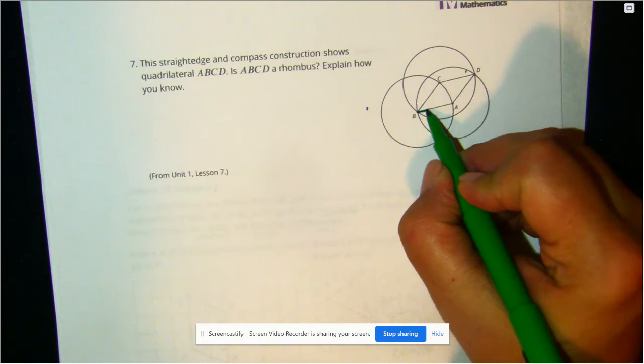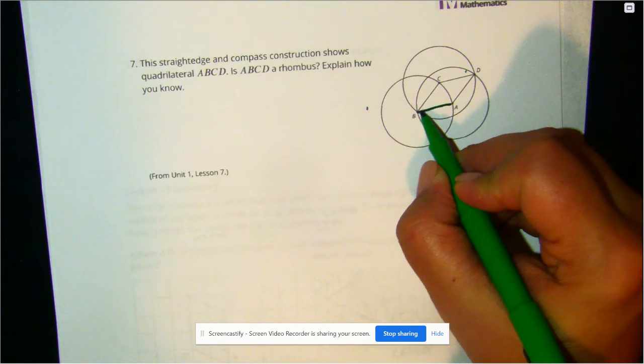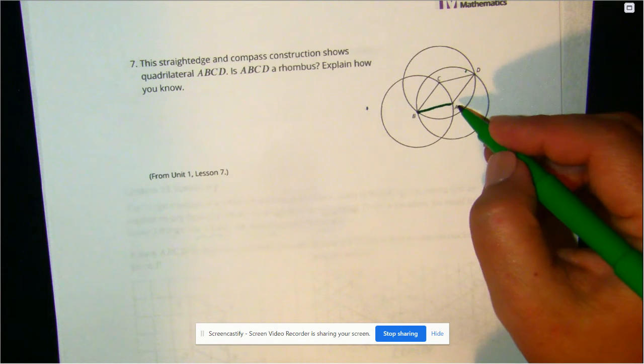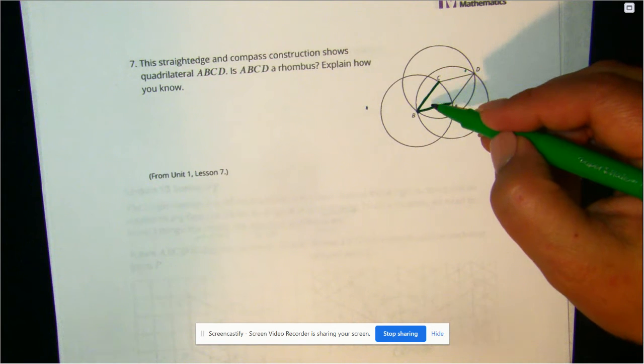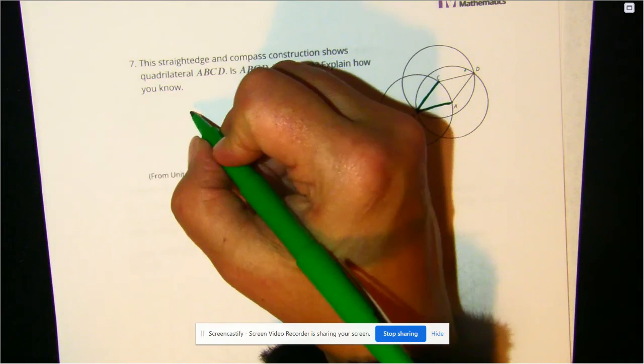Well, it looks like these 3 circles all have the same radius because BA is the same as AB, and BC is a radius of circle C, which we already know was congruent to the radius for circle A. So these 3 circles are all congruent.